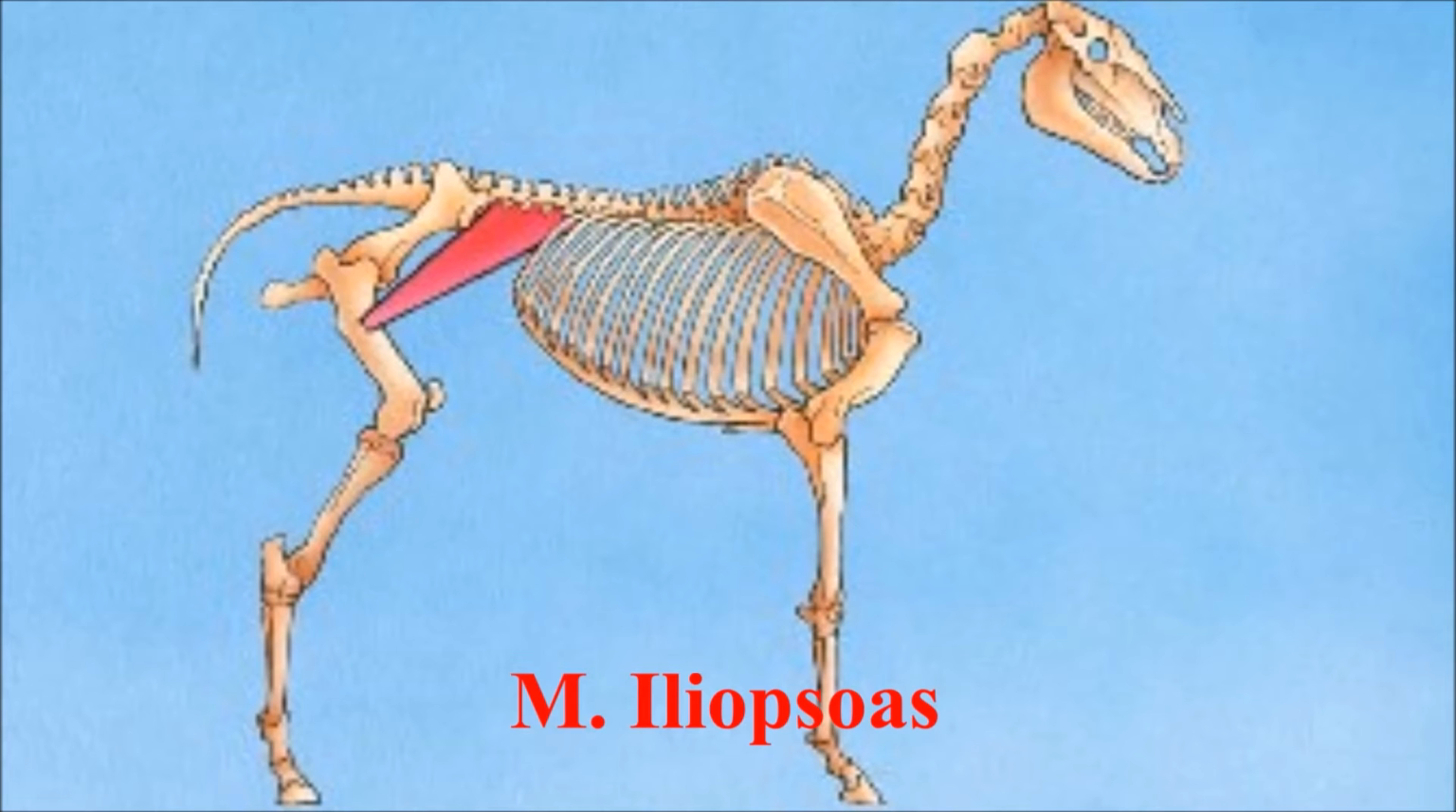M. iliacus originates on the ventral surface of the wing on the ilium. M. psoas major originates from the ventral surface of the transverse process. It is superficial and lies under the area which the gluteus medius muscle is located.